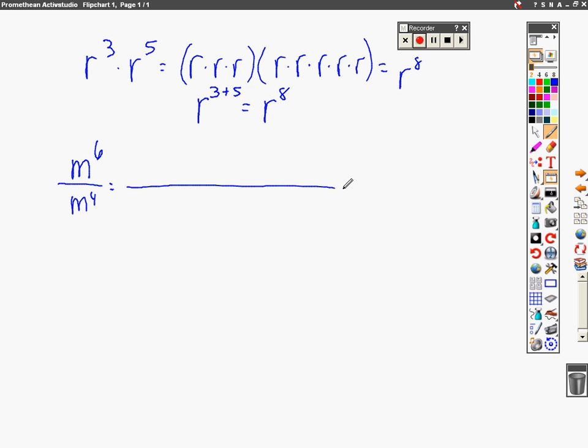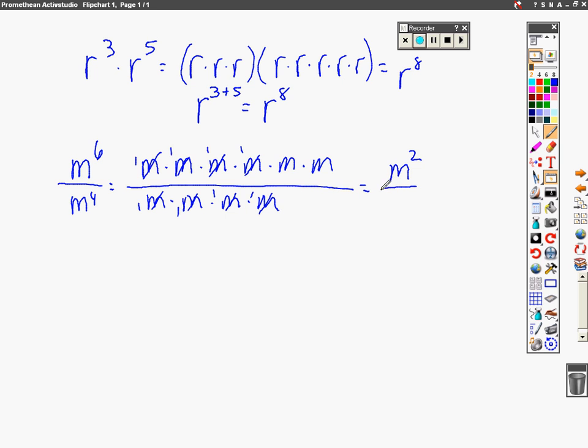Again, let's write out the factors. Okay, m to the sixth over m to the fourth. Now you see we have m over m, which is just 1 over 1. So we're left with 1 times 1 times 1 times 1 times m times m, which equals m to the second. And all we have is 1's, which is just 1, which equals m to the second power.